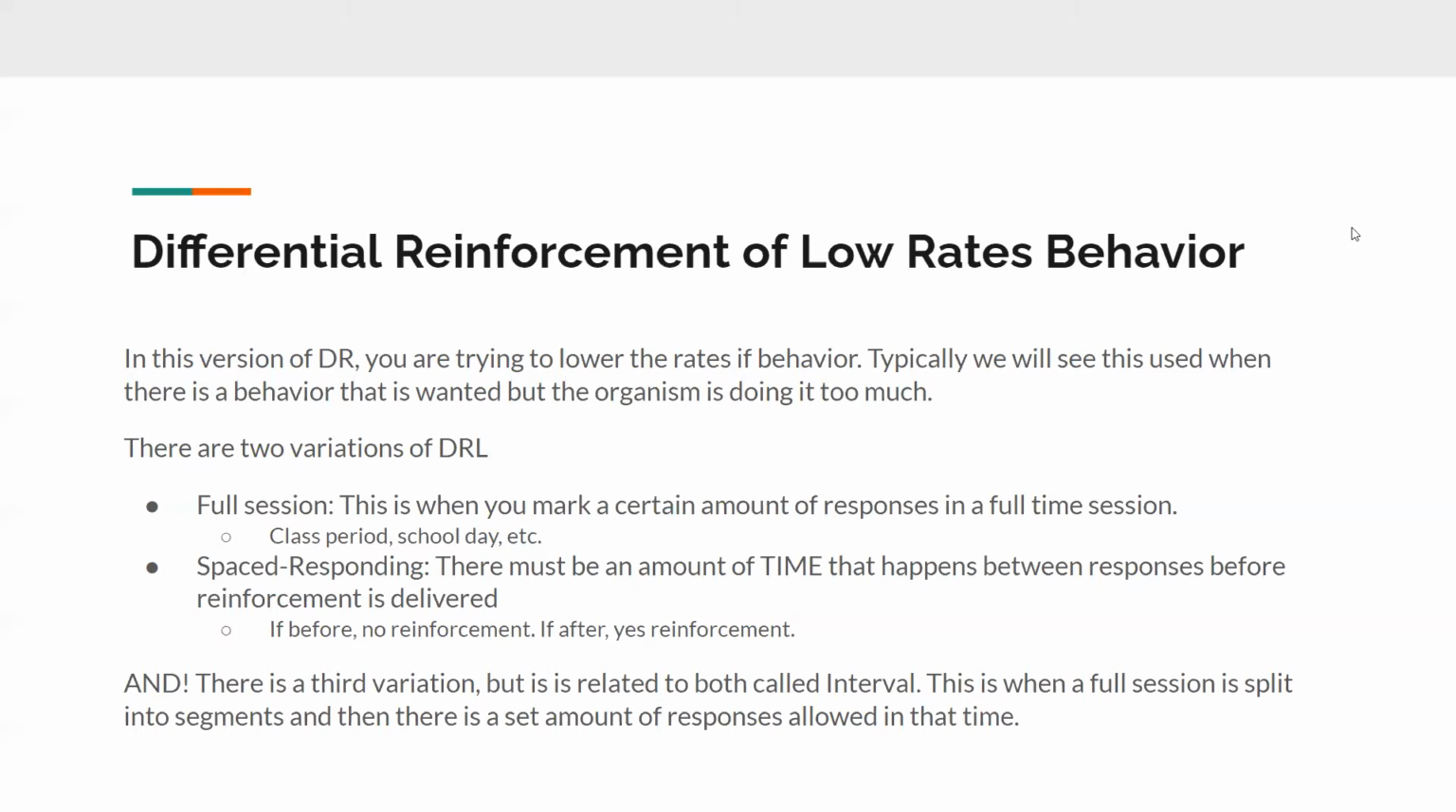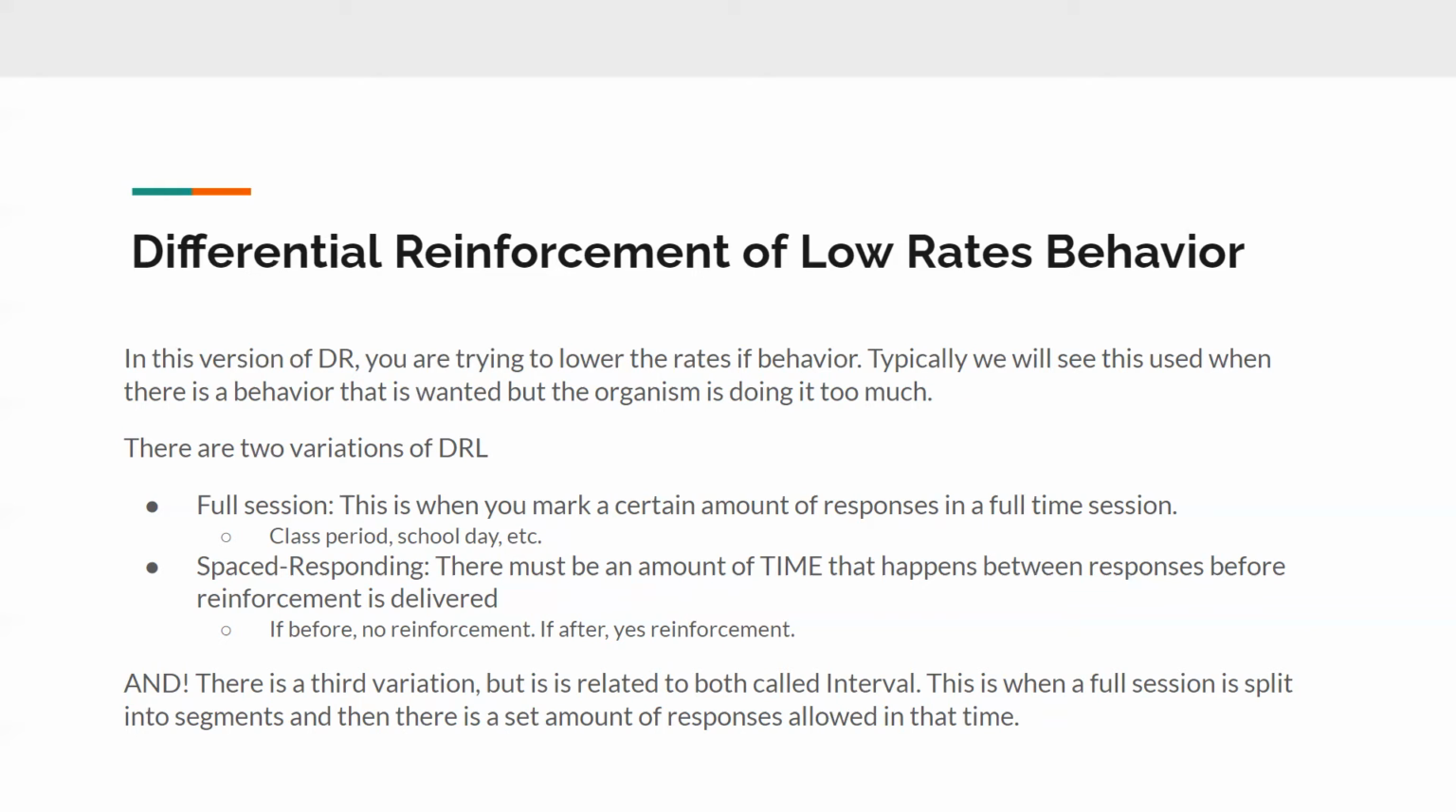So like, going to the bathroom can be a behavior that you are seeing that's occurring too much, and you want lower rates of the behavior. So you can set how many times a child can go to the bathroom in a school day. Or there is spaced responding, and there must be a certain amount of time that happens between the responses before reinforcement is delivered. So for the example of our bathroom, let's say that a child can go to the bathroom once in every 3 hours, right?